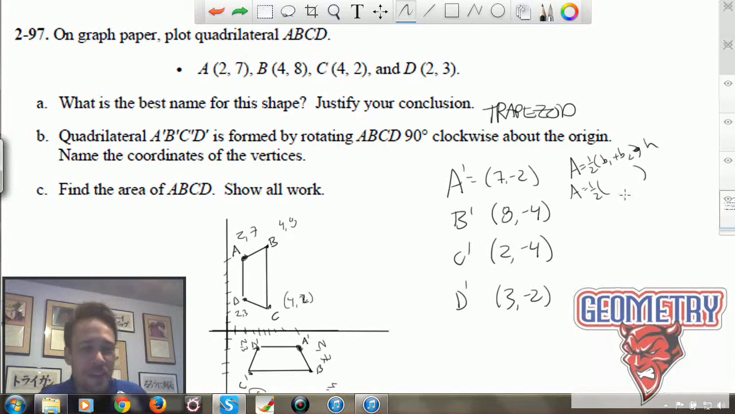Okay. Find the area of ABCD. So let's find the bases. From point D to point A, that's a difference in y from 3 to 7, so that's a distance of 4. The other base, from C to B, is from 2 to 8, which is a distance of 6. And the height is this horizontal distance from 2 to 4, which is 2. So we have the area equals 1/2 times 6 plus 4, which is 10, times 2, so 1/2 of 20, which is 10.